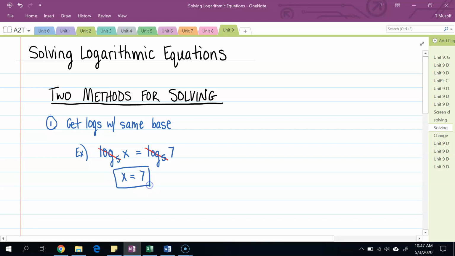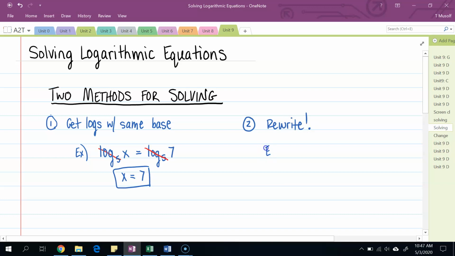And I'd be done. Alright, this method is the easiest method, but it doesn't always work because you don't always have a log with the same base on both sides of the equation. So that's why it's important that you know a second method. And the second method, same as with exponential equations, is to rewrite. And by rewrite, I mean go from logarithmic form to exponential form.